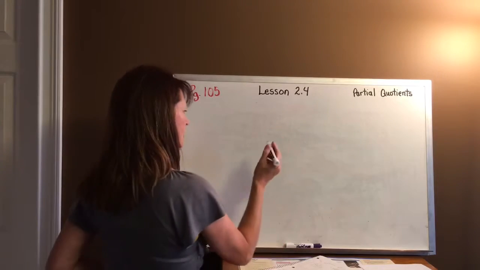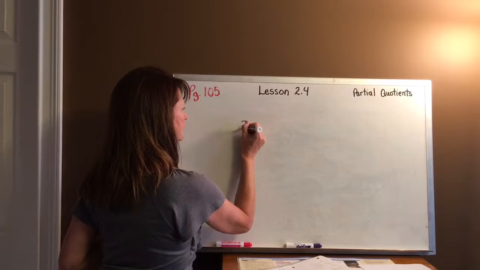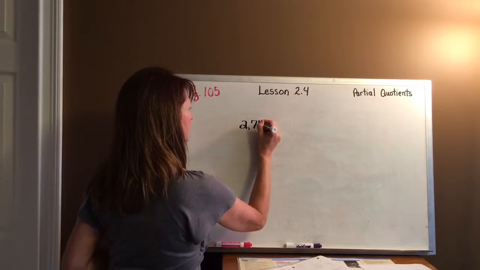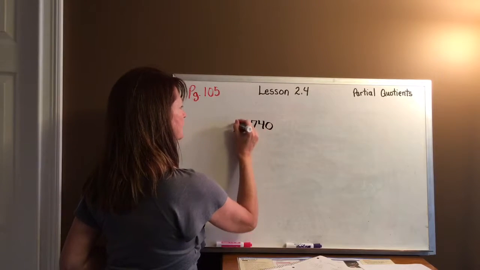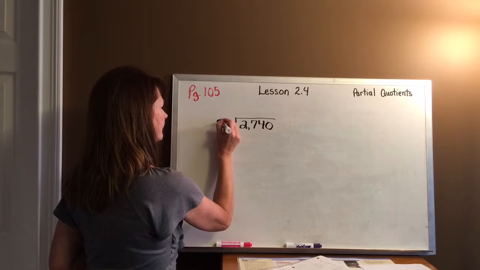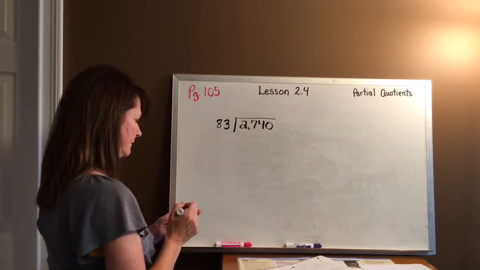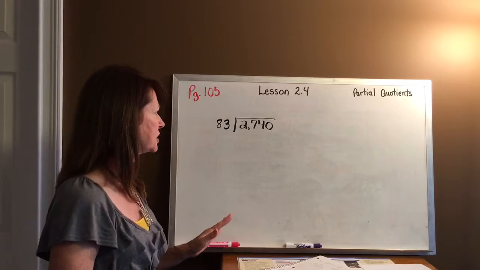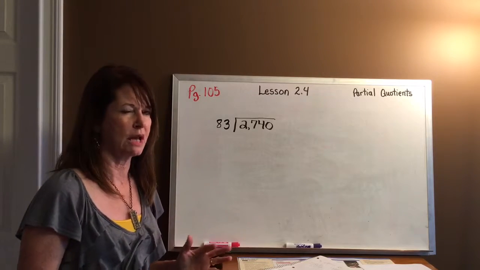We're going to do 2,740 divided by 83. So this is a pretty big number. I'm going to need somewhere to start here. I'm going to need something to help me out.